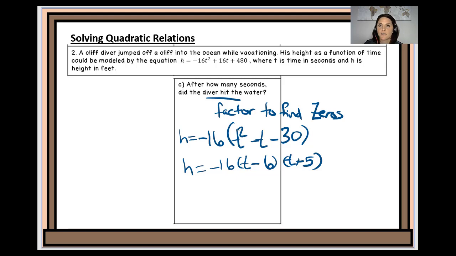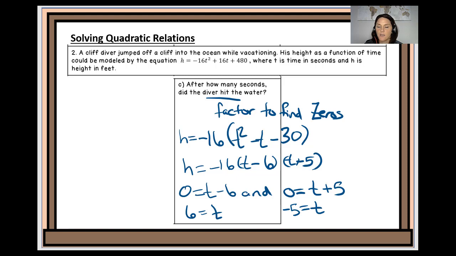So then we're going to set each of those factors equal to 0 and solve for t. So we have t is equal to 6 and negative 5 is equal to t. But because time cannot go backwards, t equals negative 5 seconds is what's called inadmissible. So time can't go backwards, so we can just ignore the negative 5. So that is not going to work. So our answer has to be t is equal to 6 seconds.